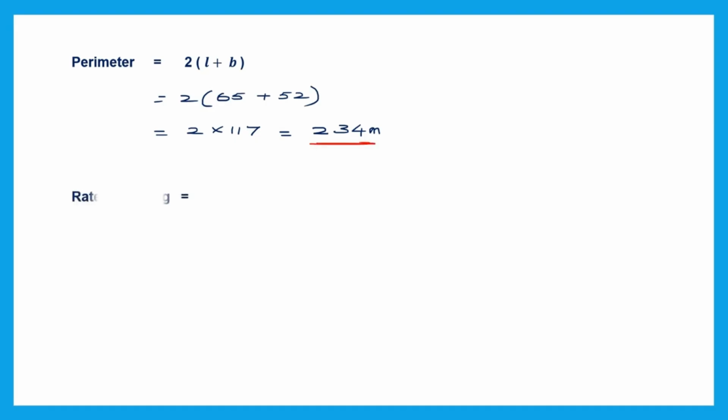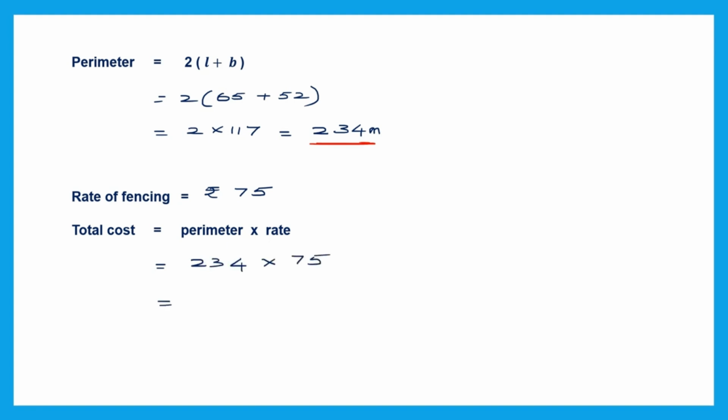So what is the rate given to us? The rate of fencing is 75 rupees, and the cost of fencing, the total cost, is perimeter into rate. And how much is the perimeter? 234 into rate, which is 75 rupees. So when we multiply this 234 into 75, we get the total cost, and that is 17,550 rupees. So this is our final answer.